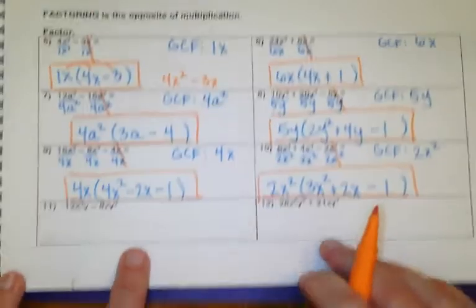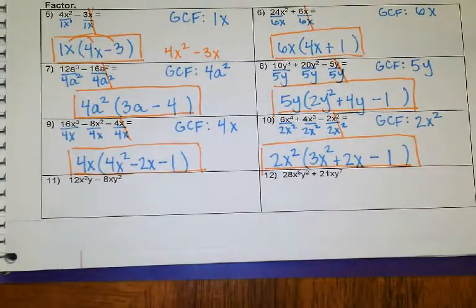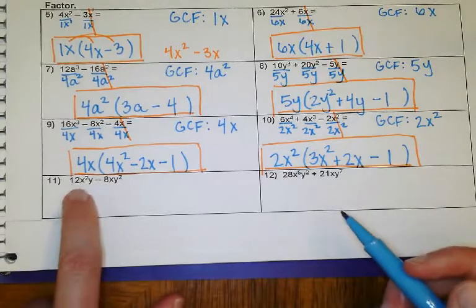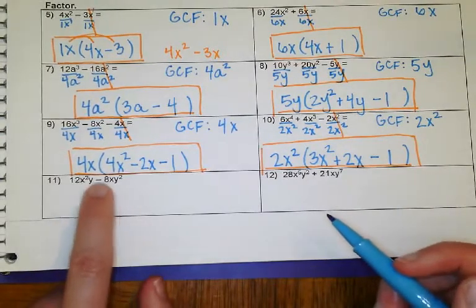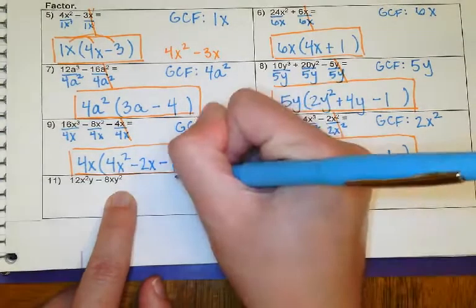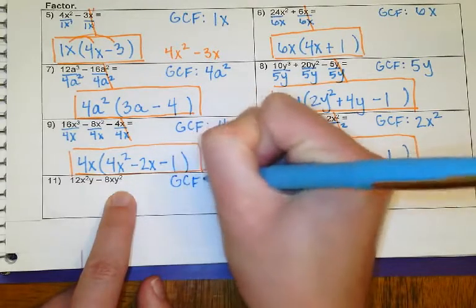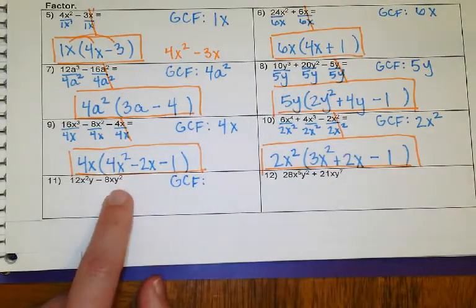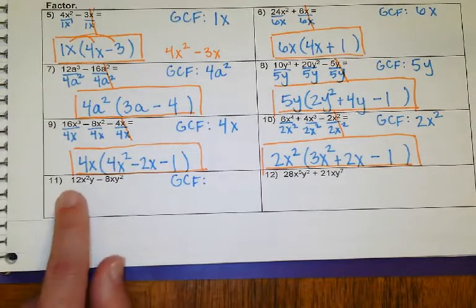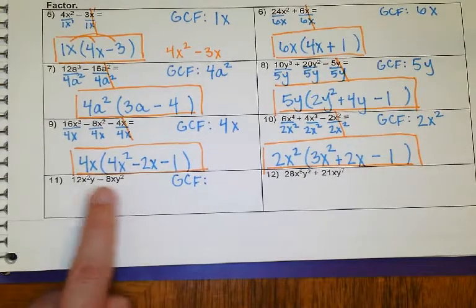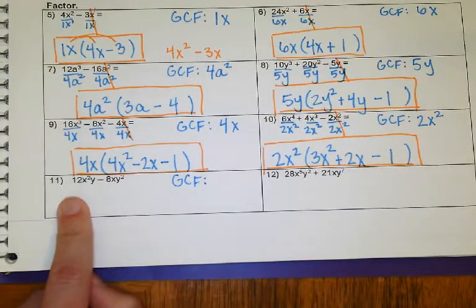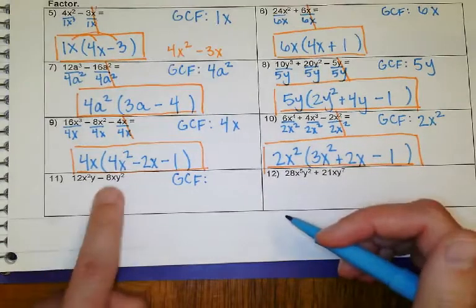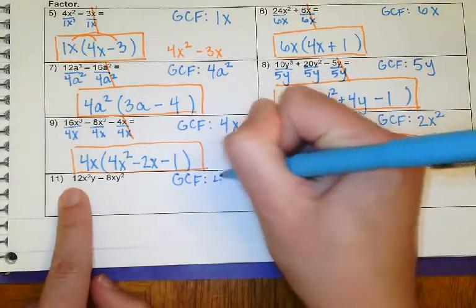All right, 2 left, guys. Hang in there with me. So 11 says 12x squared y minus 8xy squared. Okay, even though it's multiple letters, it's okay. We're not scared. We can do it. 12 and 8. What goes into both of those? Not 8. Has to be smaller. How about 4? Both can be divided by 4.